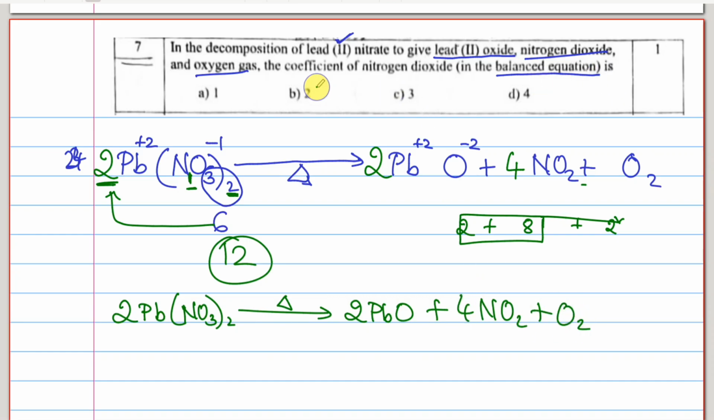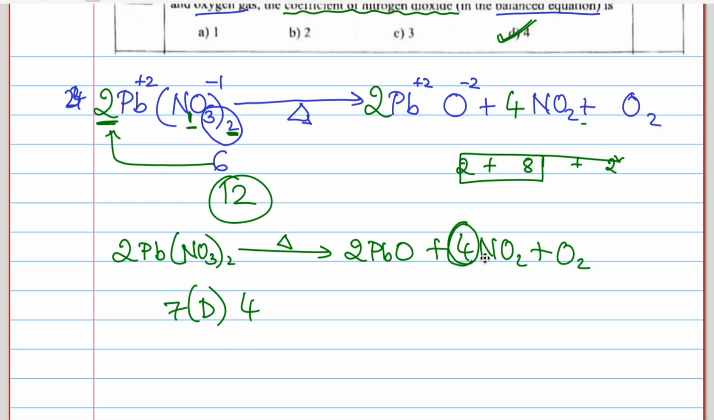What have they asked us? The coefficient of nitrogen dioxide. So the coefficient of nitrogen dioxide is 4. So option D will be the answer for the 7th question. 7th question, option D, 4 is the right answer.